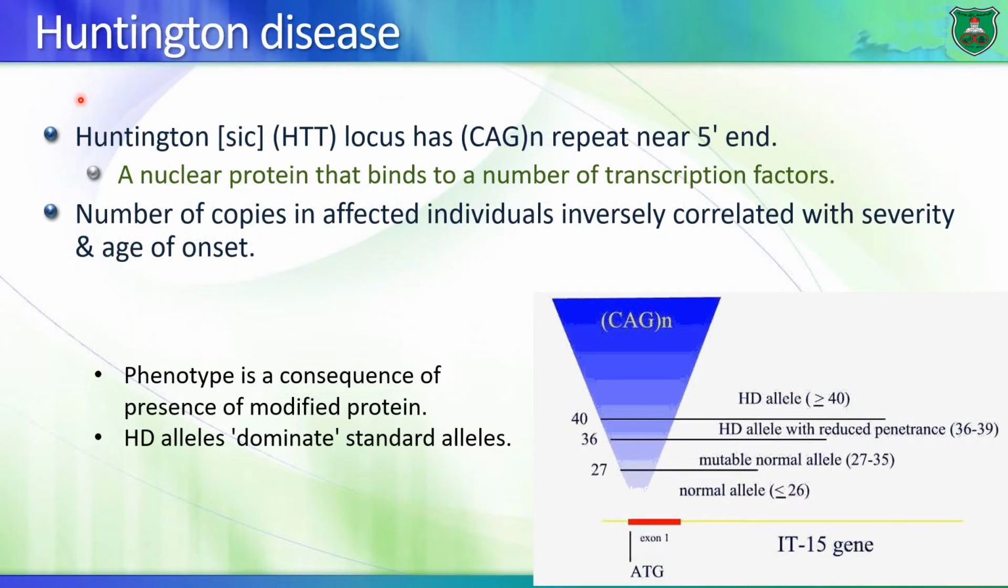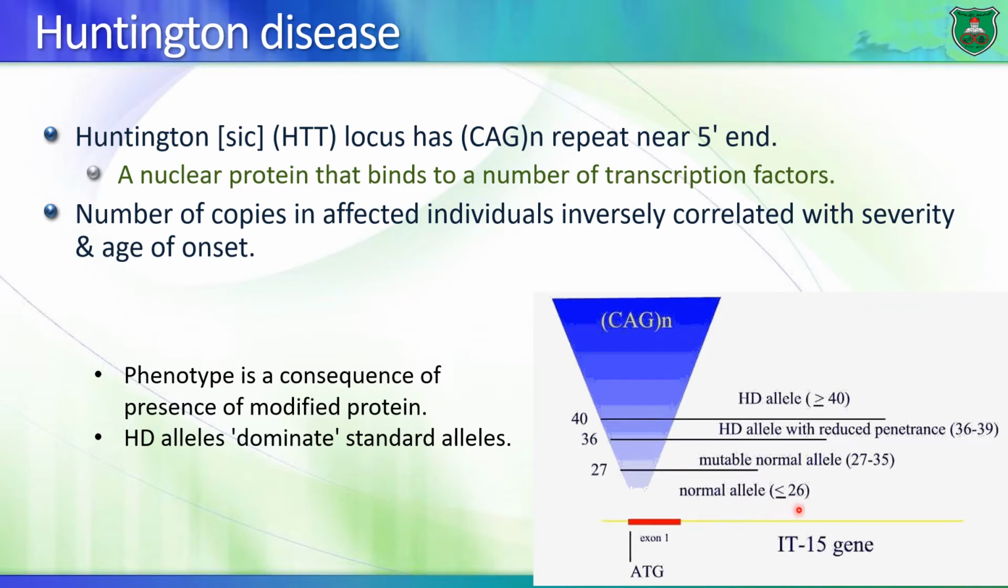So an example of a dominant disorder is Huntington disease. Now, Huntington basically, the gene has a CAG repeat at the 5' end of the messenger RNA or the gene. Okay, so it's a nuclear protein that binds to a number of transcription factors. So what happens is that these affected individuals would have a large number of repeats affecting the structure of the protein and the function of that protein.